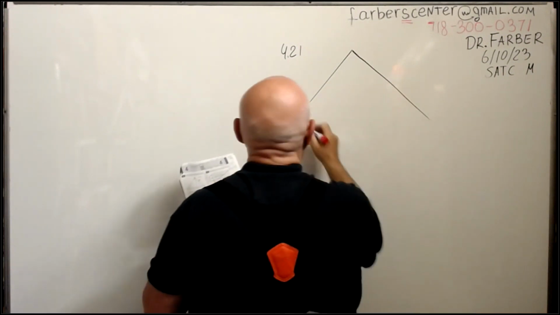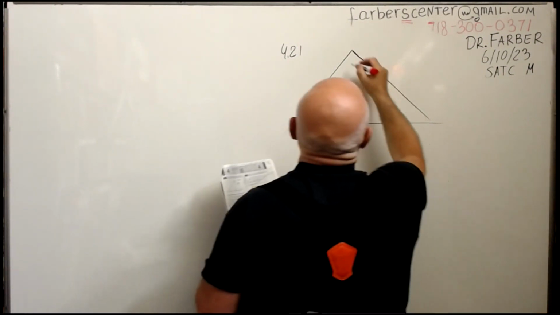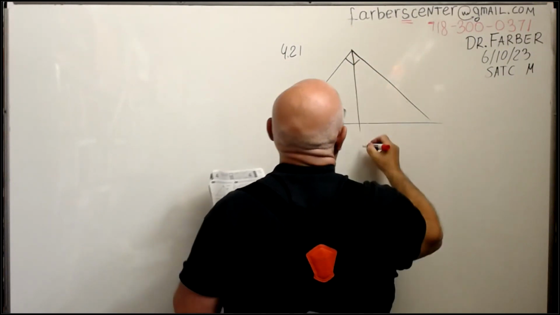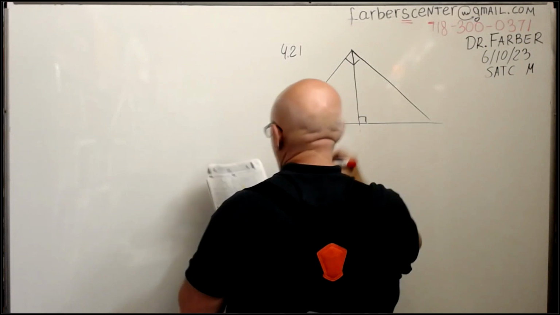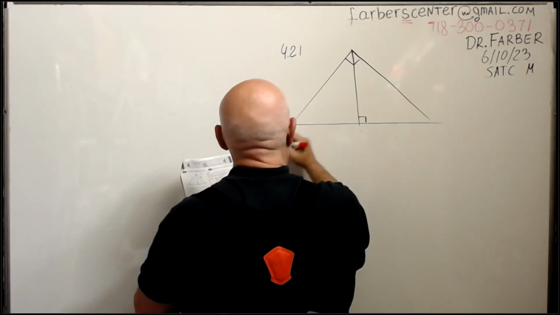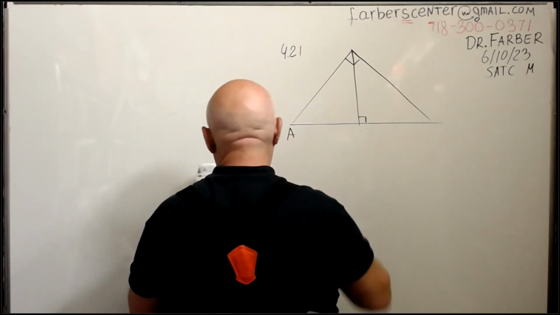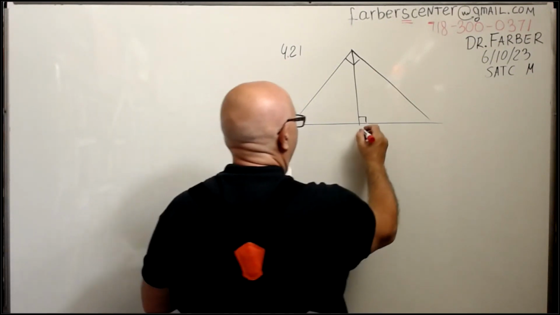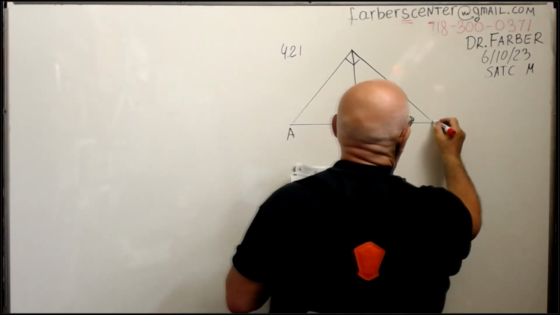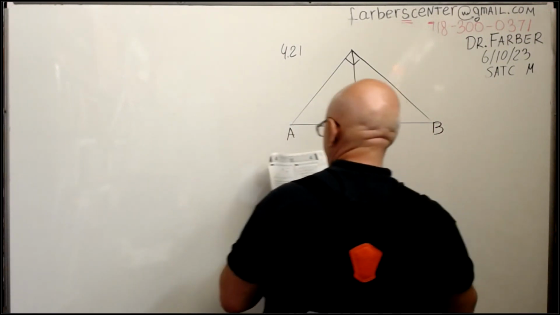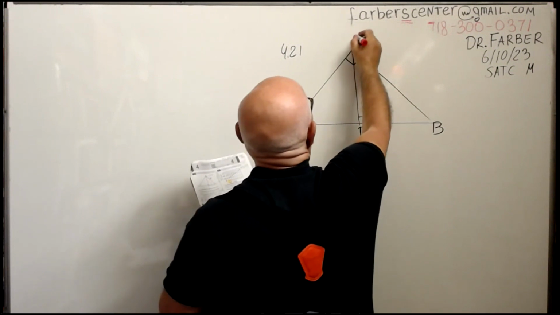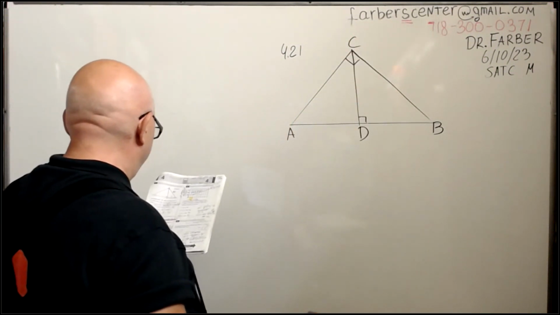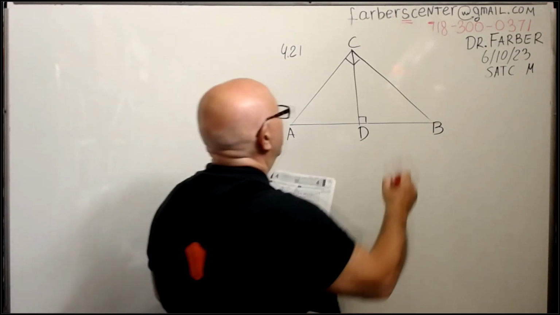Pretend this is a triangle. And we have perpendicular. And points are A, D, B, C. The length of BC is 20. Where is BC? 20.